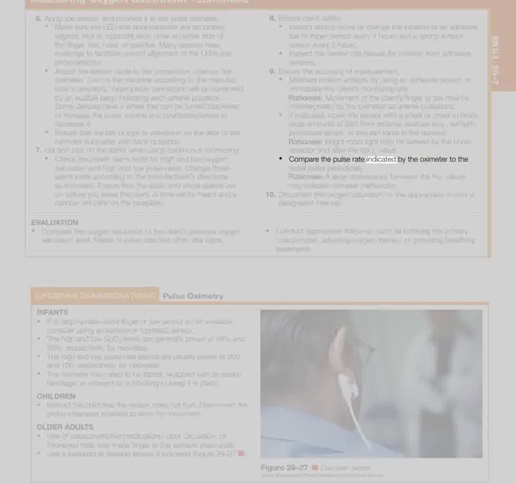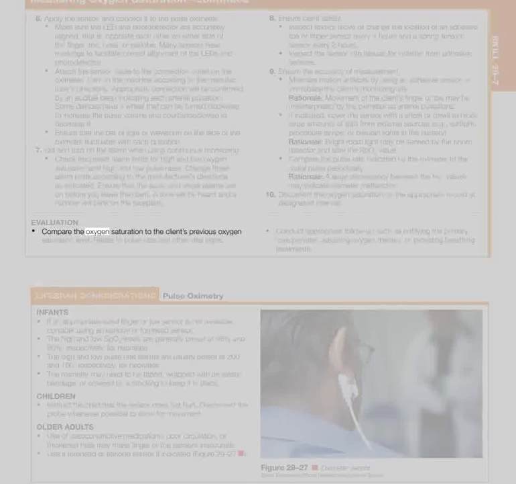Compare the pulse rate indicated by the oximeter to the radial pulse periodically. Rationale: a large discrepancy between the two values may indicate oximeter malfunction. 10. Document the oxygen saturation on the appropriate record at designated intervals.